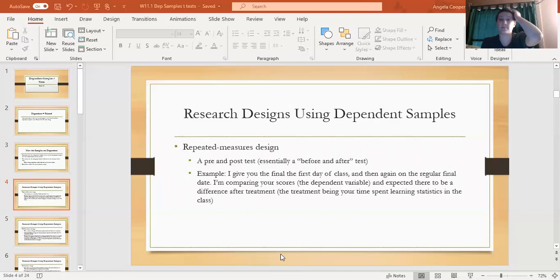And in this particular instance, with the pre and post-test design, we'd expect you guys to have higher grades on the post-test of the final.